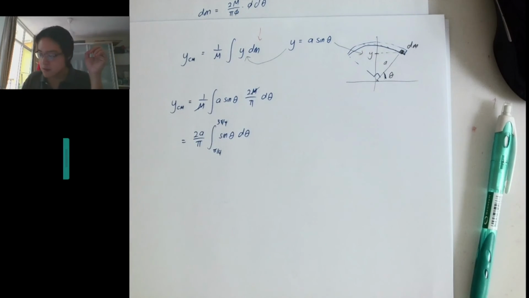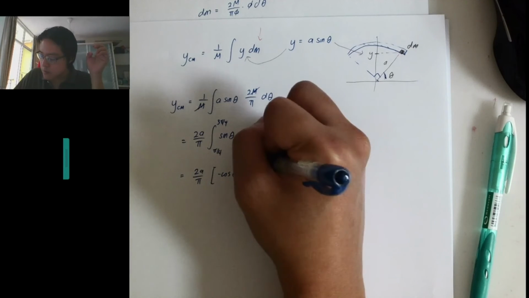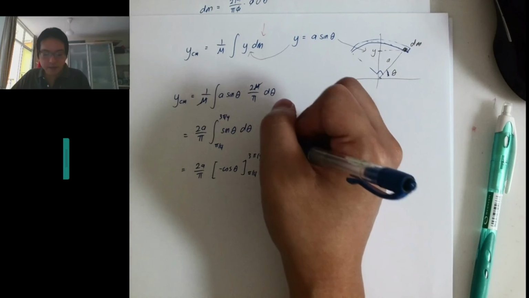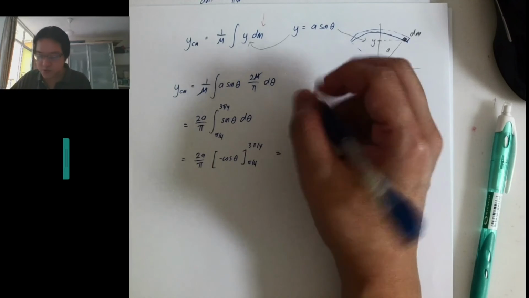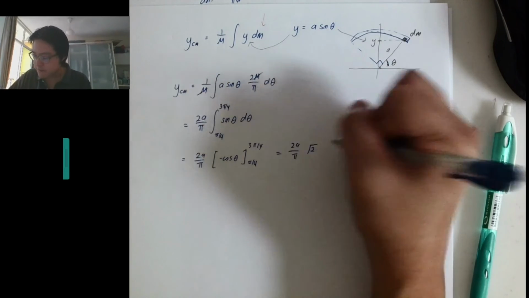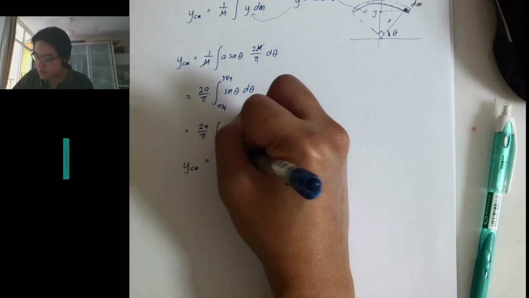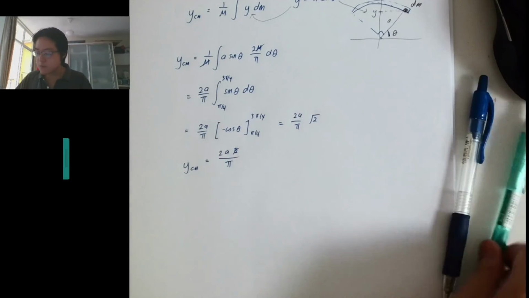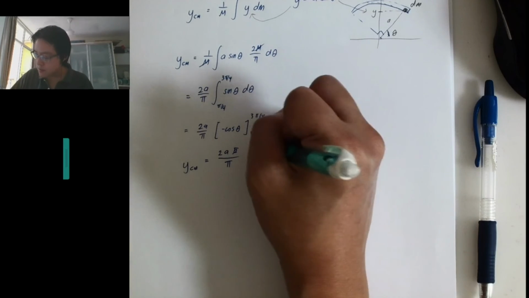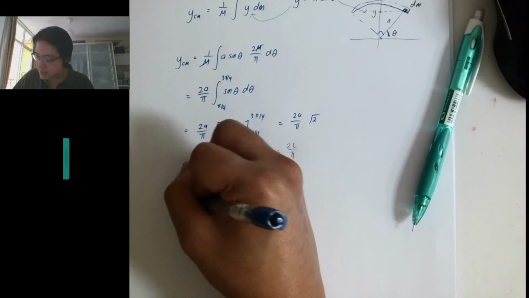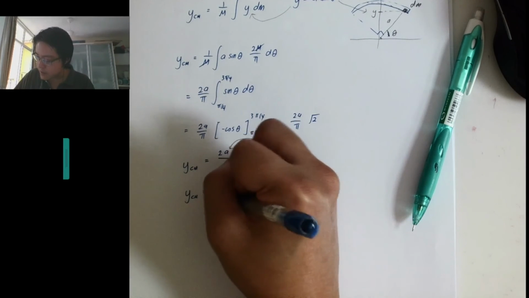That's how we got the total mass. So it's just 2a over pi. Integrating this will give you cos theta from pi over 4 to 3 pi over 4. Then you just calculate this. This is square root 2 over 2, square root 2 over 2, so you get square root 2. So you get 2a over pi times positive square root 2. So the y position of my center of mass is 2a root 2 over pi. But just now we expressed a in terms of L, so a was 2L over pi. So we put this in as well. So my YCM is 4 root 2 over pi squared L.